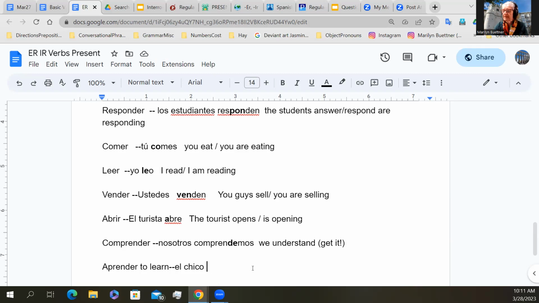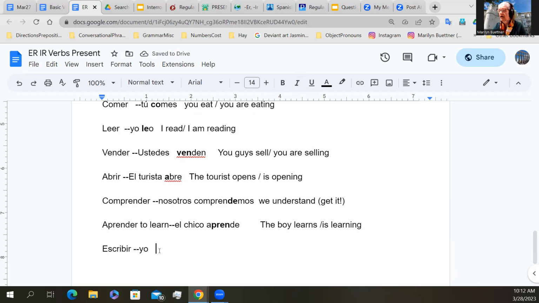Okay. Aprender, to learn. We're going to talk about el chico, one kid, boy, he. Aprende. And here is the syllable we punch a little bit harder. Aprende. And it means the kid, the boy, is learning, or he learns, right? The boy learns or is learning. Bien.